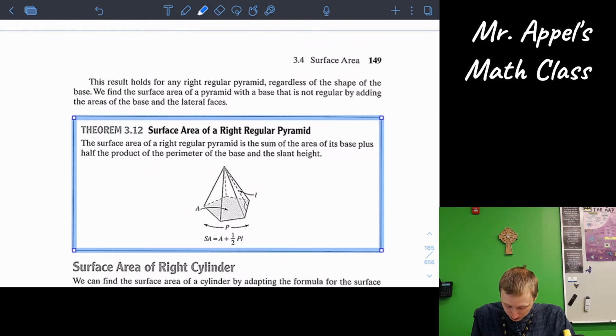Surface area of a right regular pyramid. Both of those must be true in order for this to work. Area of the base plus 1/2 perimeter times L, the slant height.